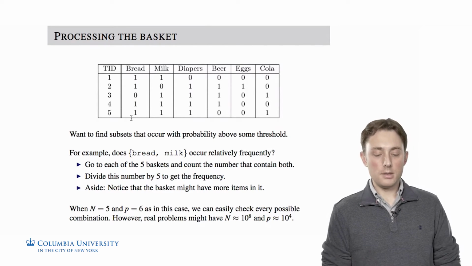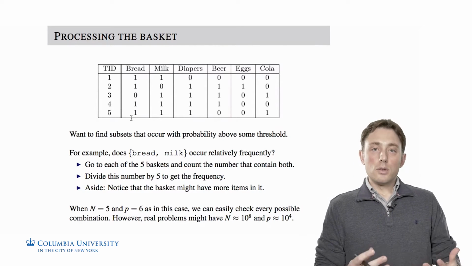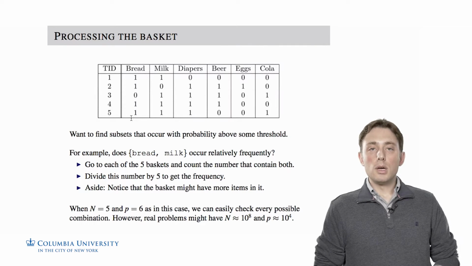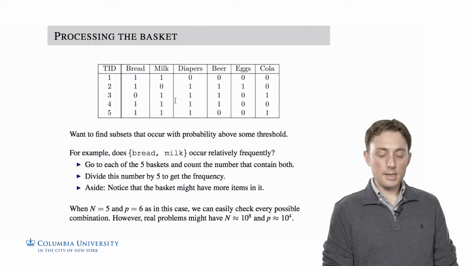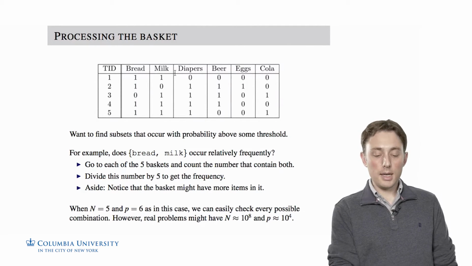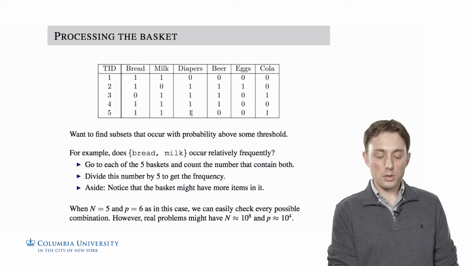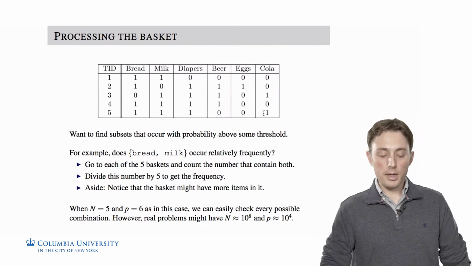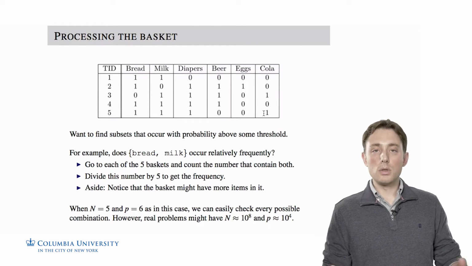That's 60%. And so therefore we would say, okay, these 2 objects co-occur with high probability from this very simple data set. So notice that in this case, a person's basket can contain more objects than just those 2. For example, the 5th person also has diapers and cola, but we're only checking for the subset bread and milk, and so we disregard everything else.